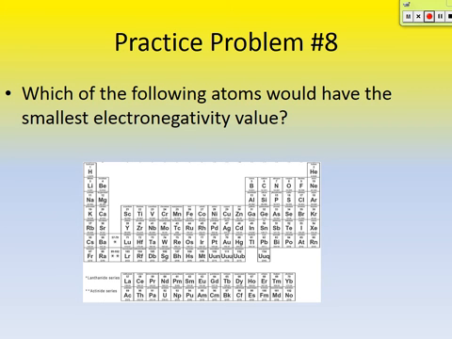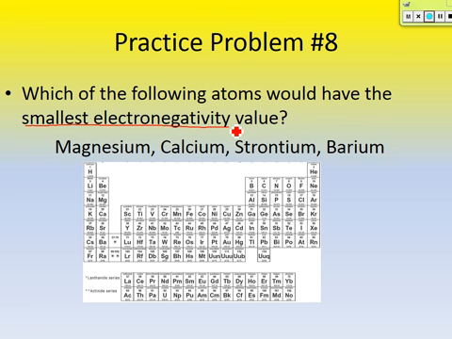Number 8. Which of the following atoms would have the smallest electronegativity value? Let me point them out to you. Magnesium sits right here. Calcium sits below it. Strontium is below it. And barium is the bottom one. Which one has the smallest? Again, the trend looks like this. So, Braden, which one's the smallest here? Barium. Yep. Aren't these so easy, guys? These are easy questions, right? Yeah. Okay, let's go to practice problem number 9.